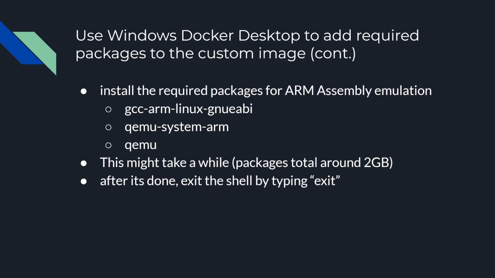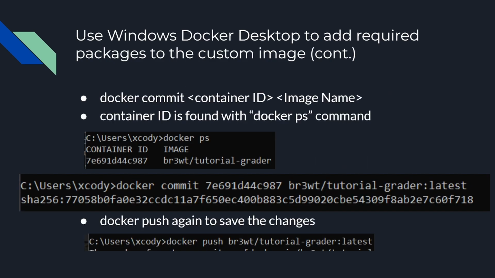Once that is done, you're going to install the required packages in order to emulate ARM assembly. So it's just 3 packages. This might take a little bit. It's like 2 gigabytes, not too bad. But after that's done, you can just type exit, and that'll bring you back to your command prompt in Windows.